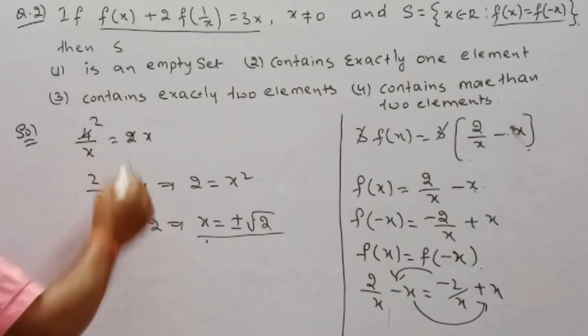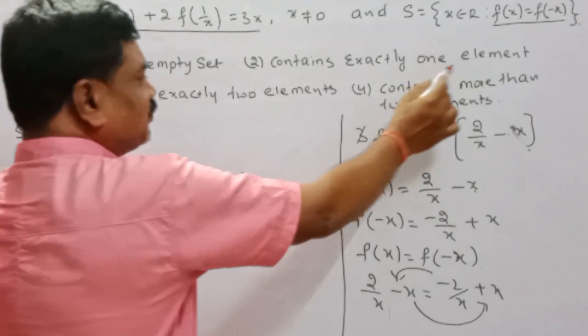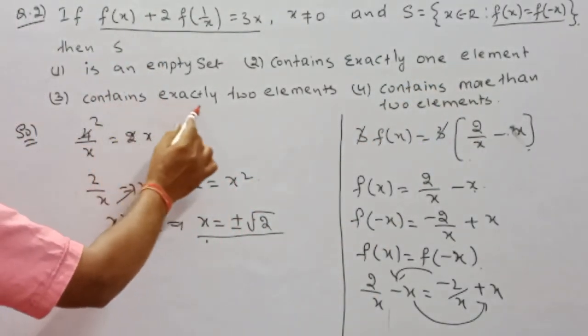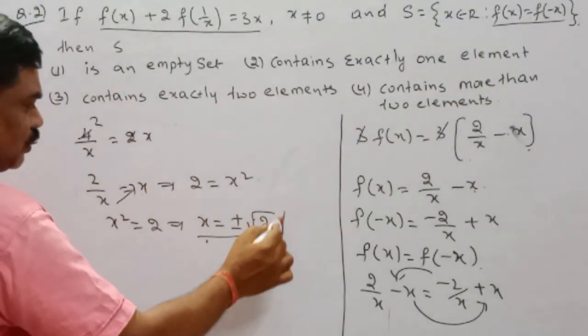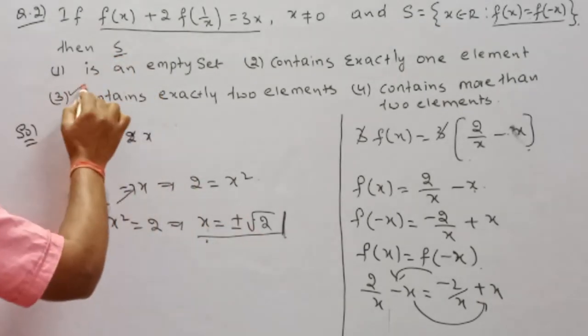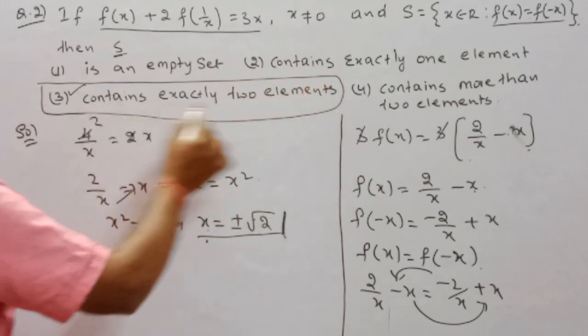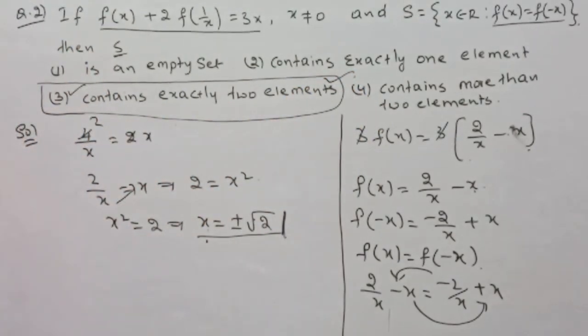So x is equal to plus root 2, x is equal to minus root 2. The options were: an empty set, contain exactly one element, contain exactly two elements. So this S contains exactly two elements. Option 3 is the correct answer. Okay, all of you? Option 3 is the correct answer.